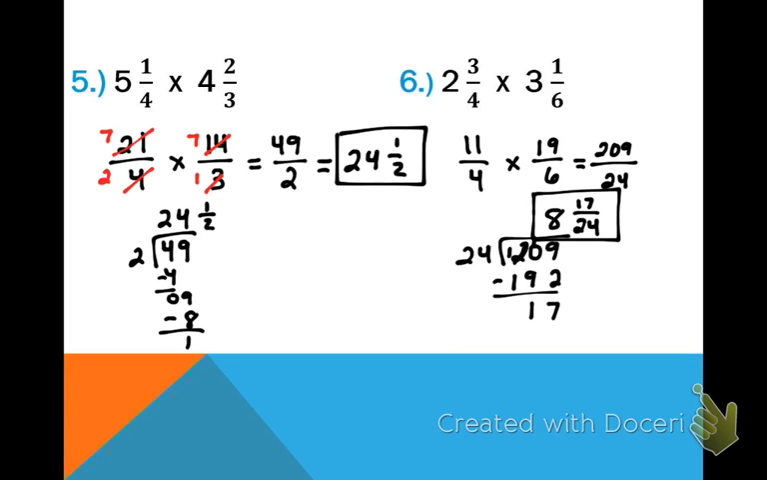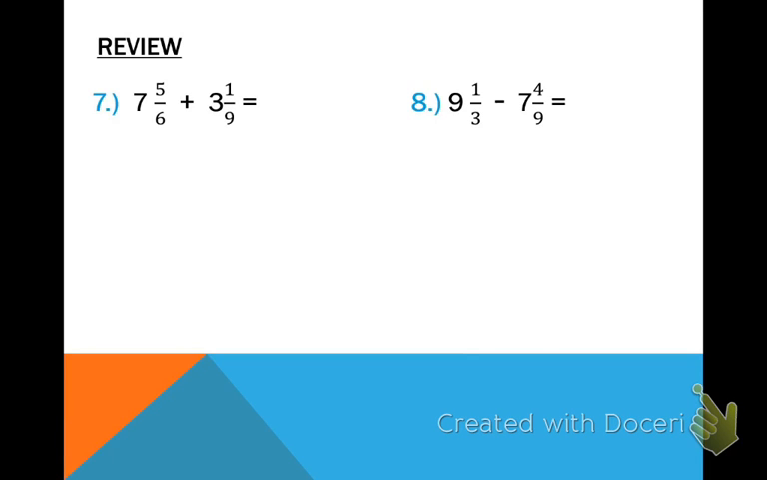So that is the main idea of how we're doing multiplying, but now I want to do a little bit of review, okay? We're going to talk about adding and subtracting mixed numbers just like we talked about yesterday. As a reminder, whenever we're doing adding or subtracting, I want it to be one number on top of the other so that I can see your work.